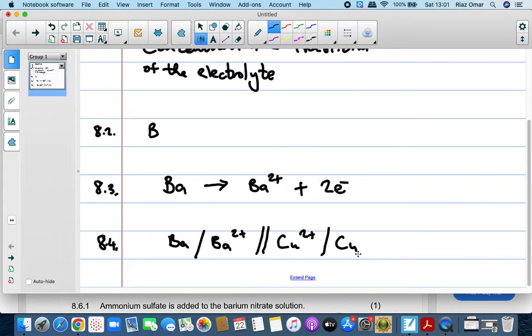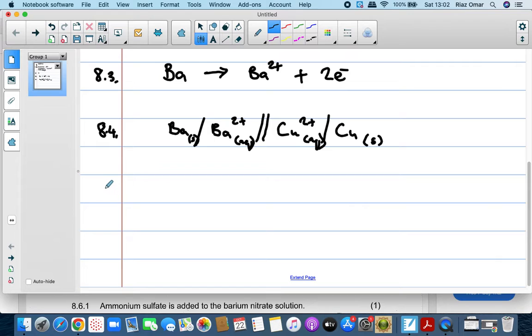We could put in the solution and the solid here, copper 2 plus becoming copper. We could put solid there, aqueous there, aqueous there, solid there. So that will be your cell notation for the reaction that's taking place. Alright.